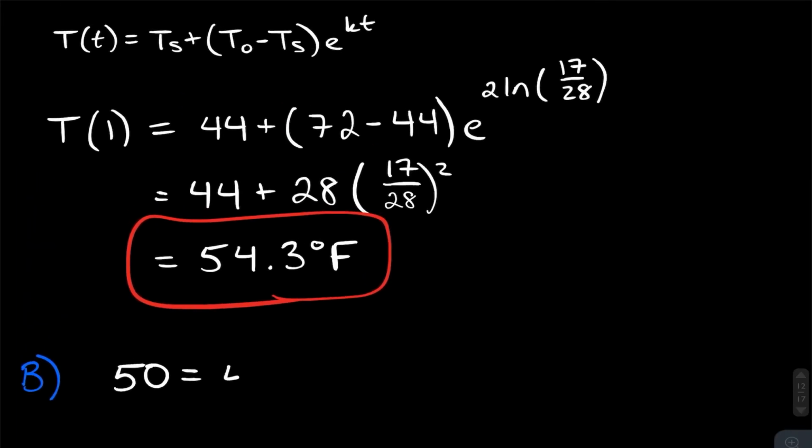It's our surrounding temperature, which is 44, plus our initial temperature, 72, minus our surrounding temperature, which is 44. And if you don't want to keep writing that, you don't have to, right? You could just write 28.